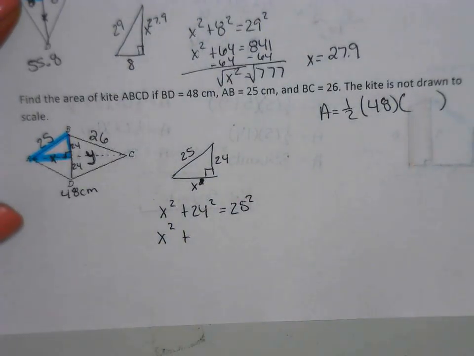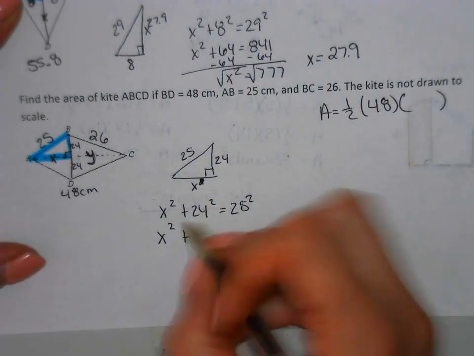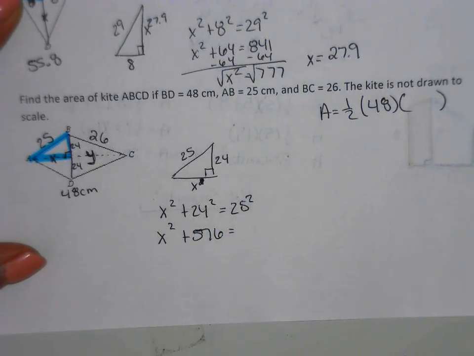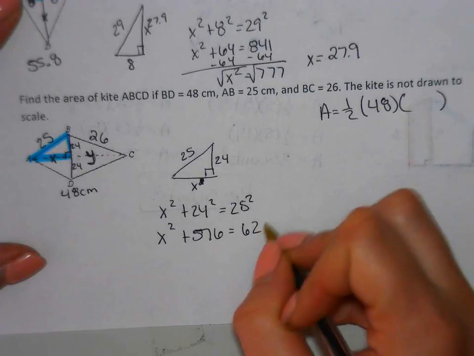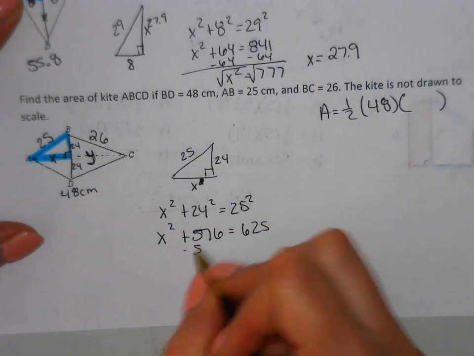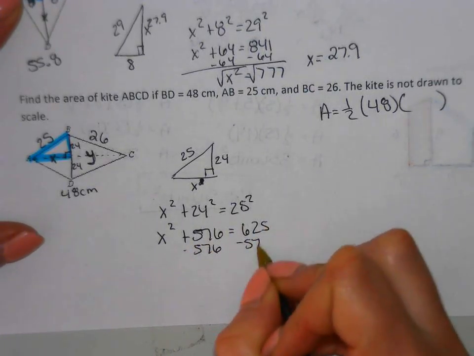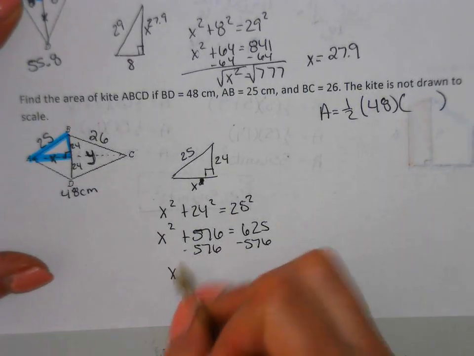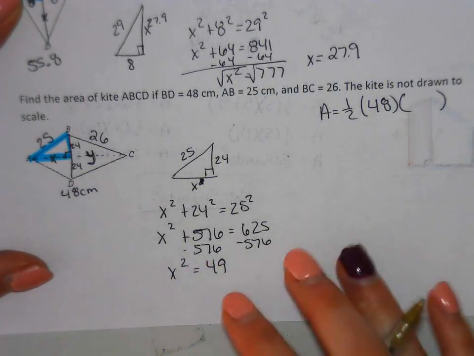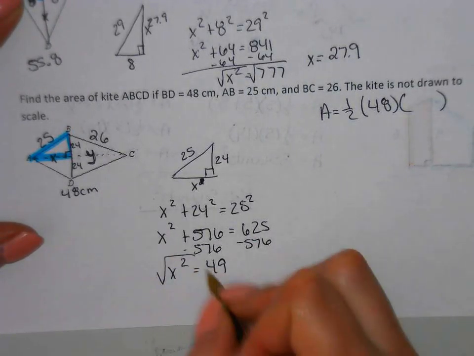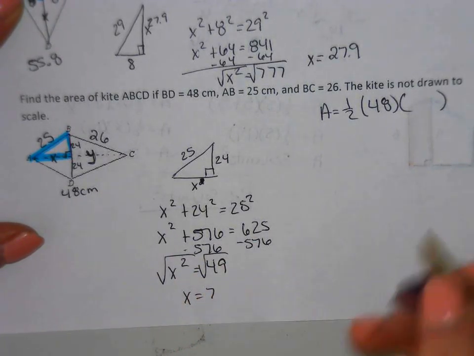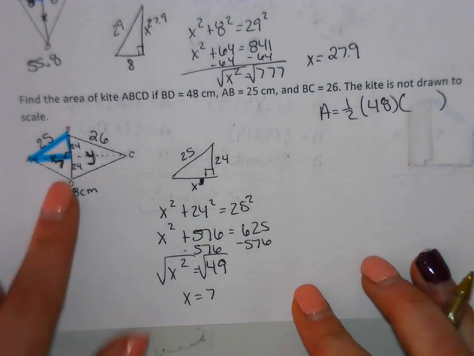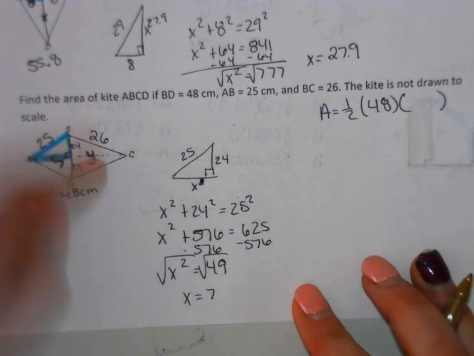So 24 squared is 576, and 25 squared is 625. So if we subtract 576 from 625, x squared equals 49. So the last step to find that length is to square root. So x equals 7. So we know this length right in here is 7. So now we have to find the length of our y.